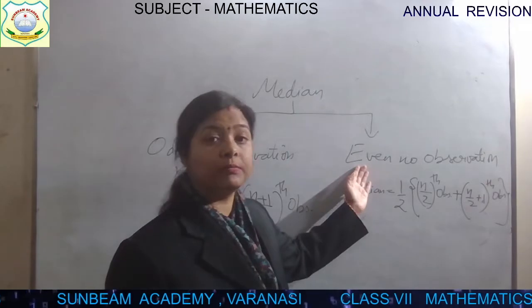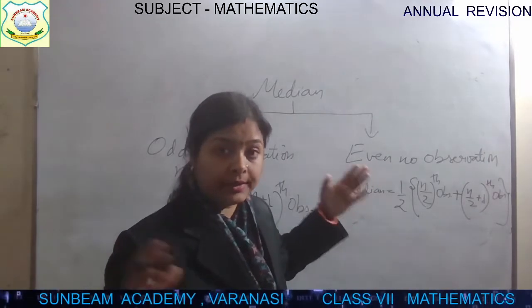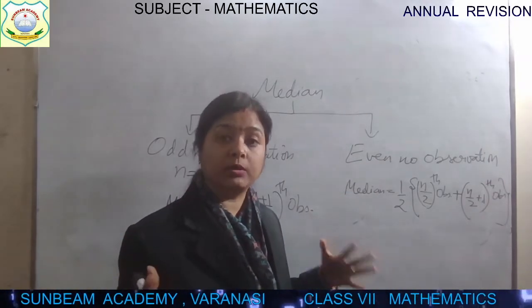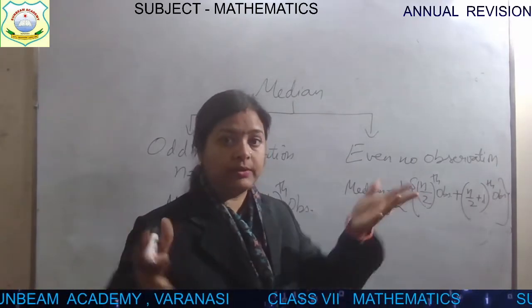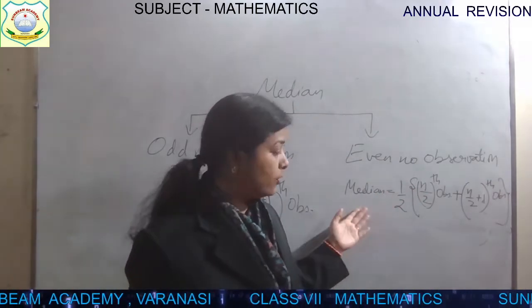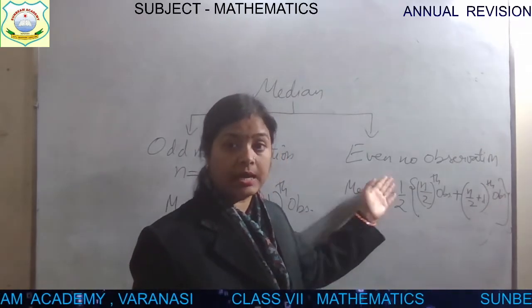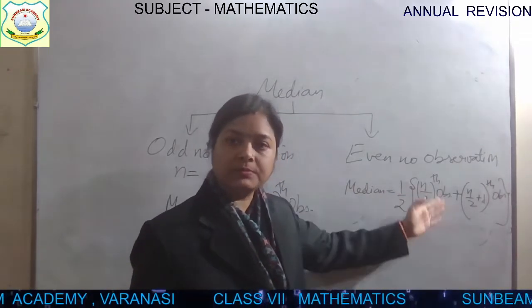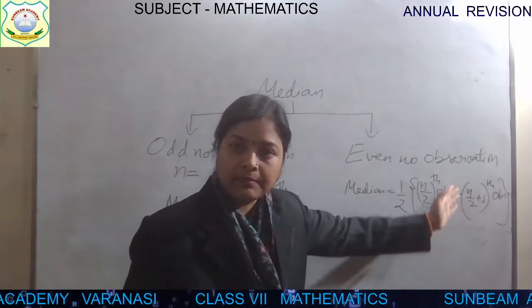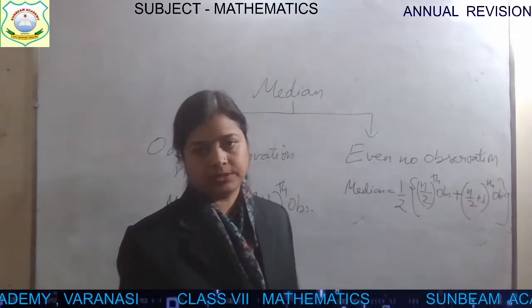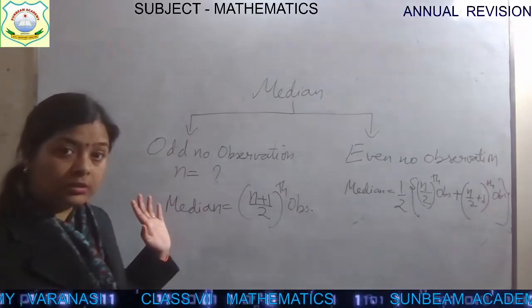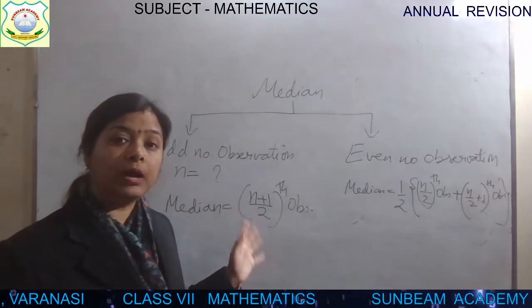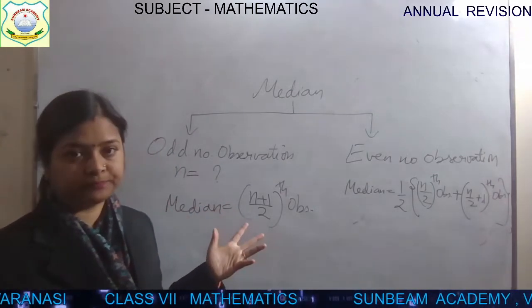If even number of observation is there in your data, like if you are having 12 number of observation, so what will be the median of that? 12 है तो 6, which one is the middlemost? So for this you will use this formula, half of n by 2th observation plus n by 2 plus 1th observation. Okay, so in this way you can use the formulas for finding mean, mode and median.